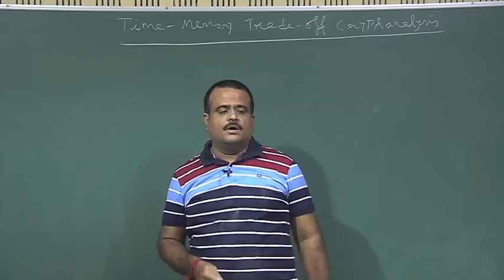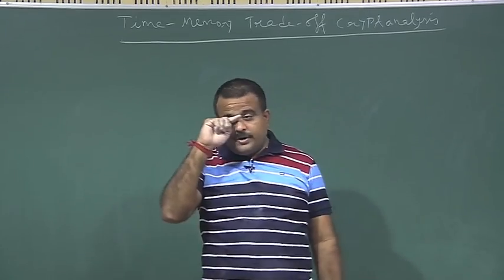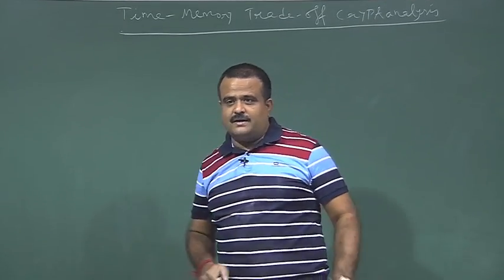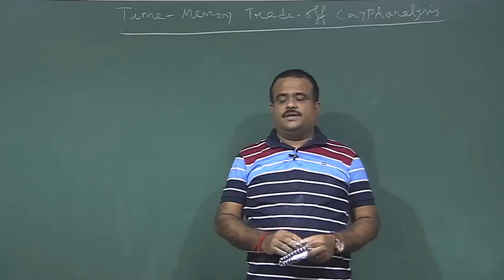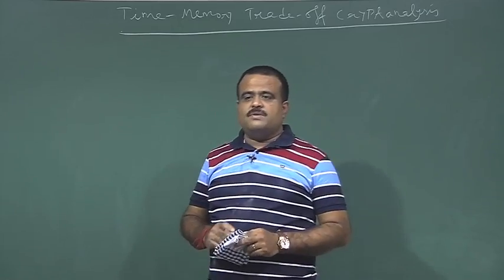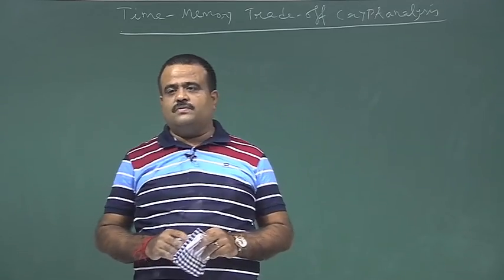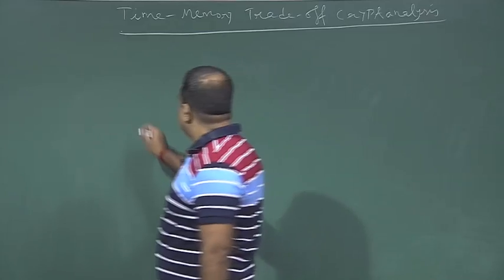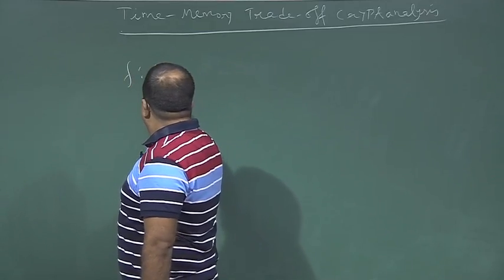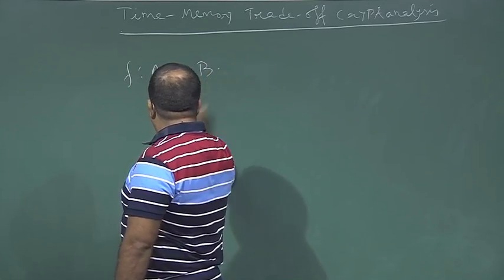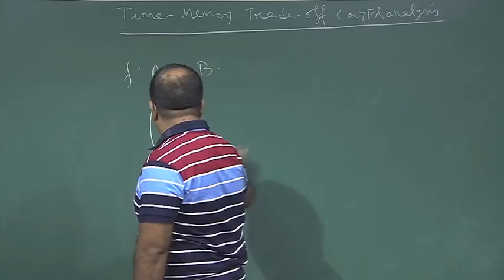Okay, so we talk about time memory trade-off cryptanalysis. It is a generic attack on any one way function, to invert a one way function. So, what is a one way function? A one way function is basically if we have a mapping from A to B, this is the A set, this is the B set.